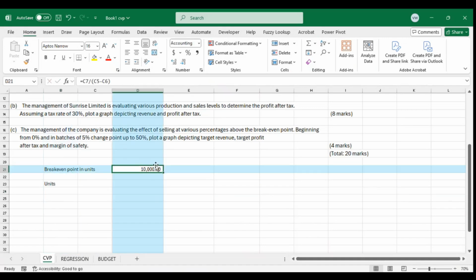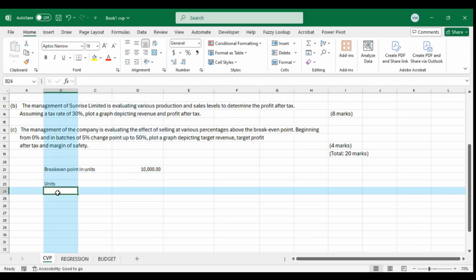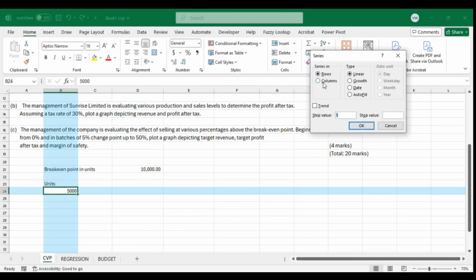So I can have a range running between 5,000 to 15,000, because I already know the break-even point lies between that. But different people will choose different ranges. So let me start with 5,000 units, and I want to run it all the way up to 15,000 units. If you want, you can just do it manually. Alternatively, you can just use the column and run a linear series of 1,000 all the way up to 15,000.